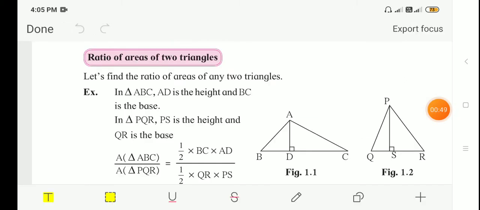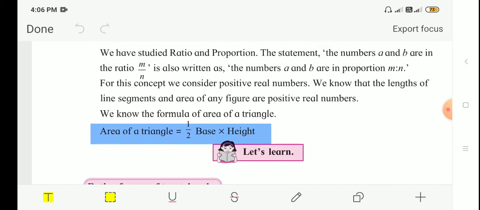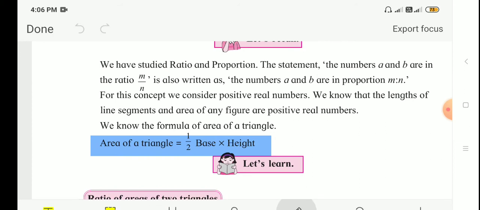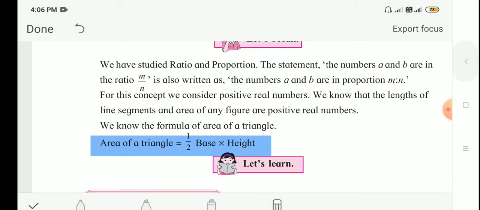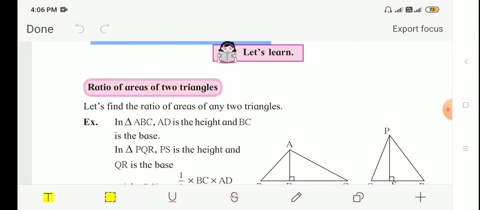First concept, ratio of area of two triangles. Ratio means a ratio of two numbers, means division of two numbers. See here, ratio of the two numbers a and b is m as to n. That is, ratio is written as m upon n. And another concept we studied in 9th standard, area of the triangle is equal to 1/2 base into height. This concept we can use in the concept ratio of area of two triangles.